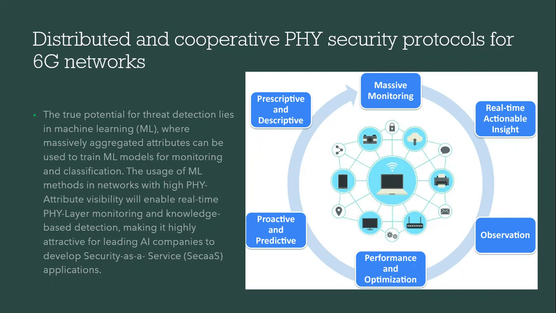The true potential for threat detection lies in machine learning, as I already discussed, because massively aggregated attributes can be used to train machine learning models for monitoring and classification. The usage of machine learning methods in networks with high physical attribute visibility will enable real-time physical layer monitoring and knowledge-based detection, making it highly attractive for leading AI companies to develop security as a service applications.